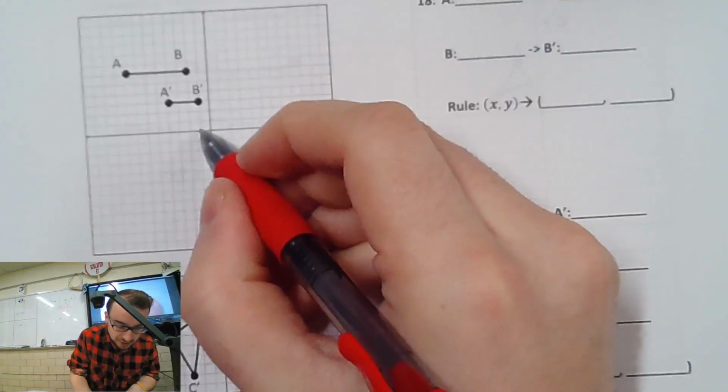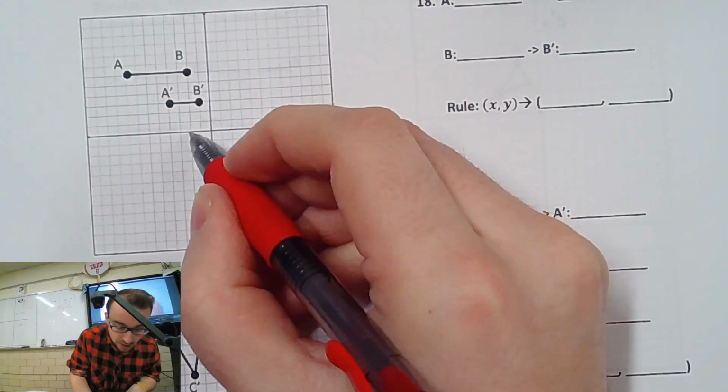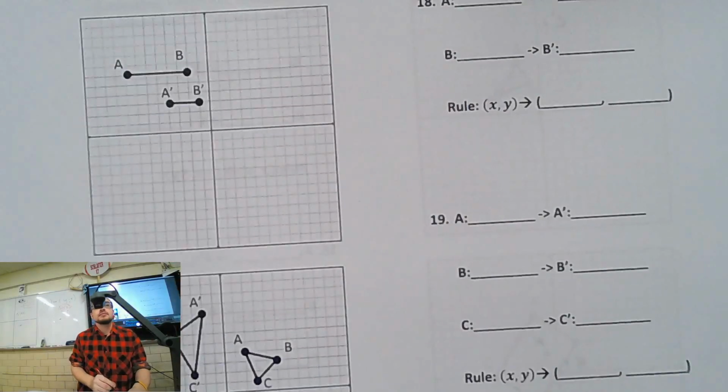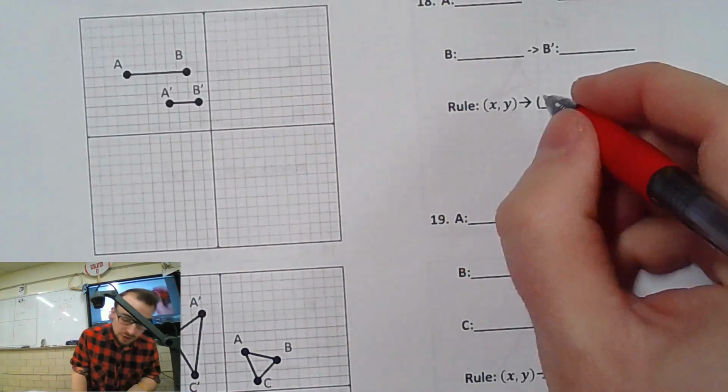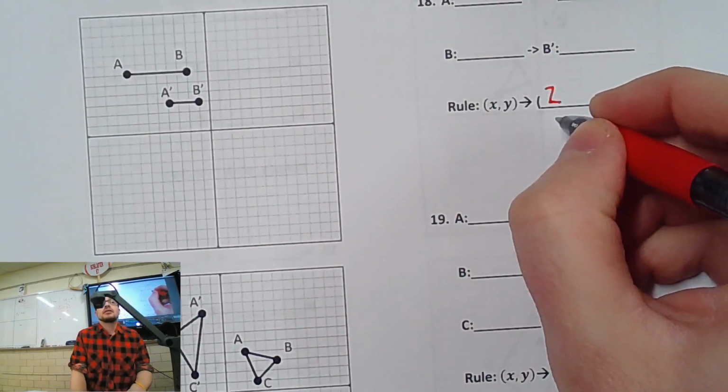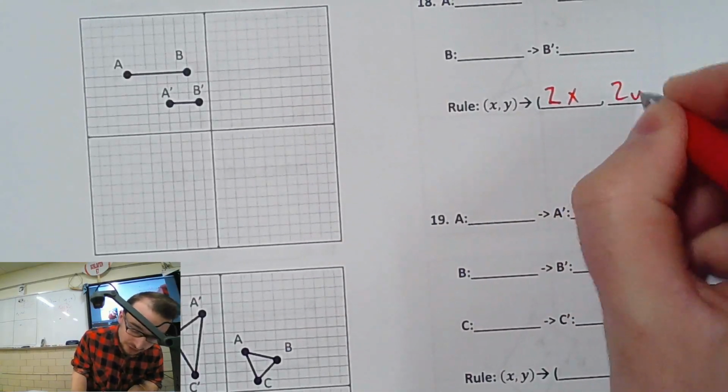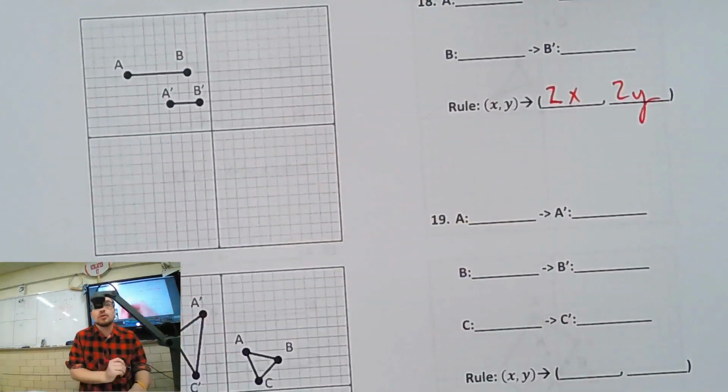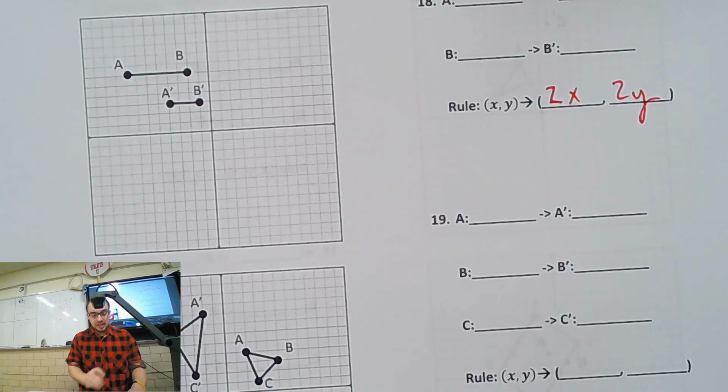18, dilation centered at the origin. B is 1 to the left and 3 up. After we're done, it's 2 to the left and 6 up. What do we do? We didn't slide it, we're dilating. We times x by 2 and y by 2. We doubled the distance from the origin, both vertically and horizontally.